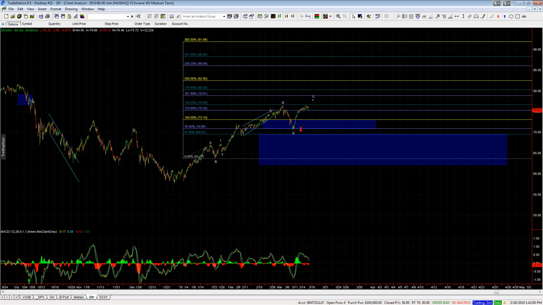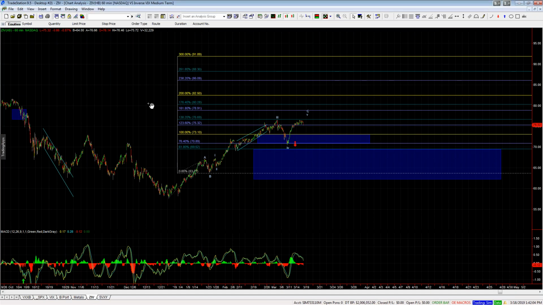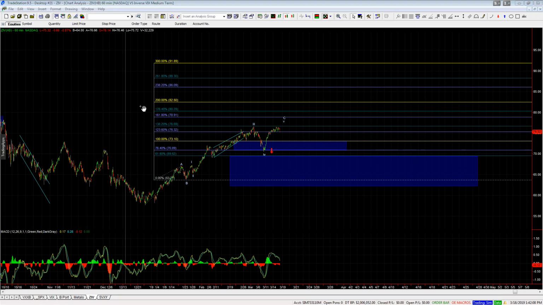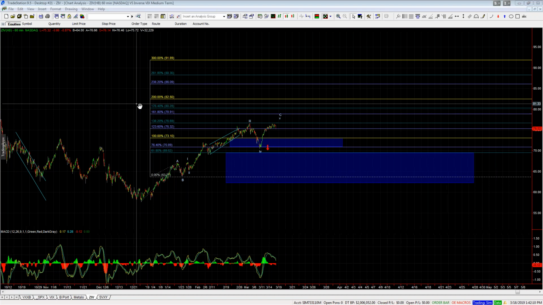So ZIV is an inverse volatility product. It uses futures contracts further out on the curve, so it's not quite as volatile as some of the other inverse volatility products, but I like to take a look at it sometimes just to give us additional confirmation of where we're at in the counts. This is tracing out a fairly similar count to what we're seeing on the VXX. I've also got this as an ABC up. This fourth wave was fairly deep. It just barely held on to the bottom end of support here, but it did hold, and it's trying to make a new high here.